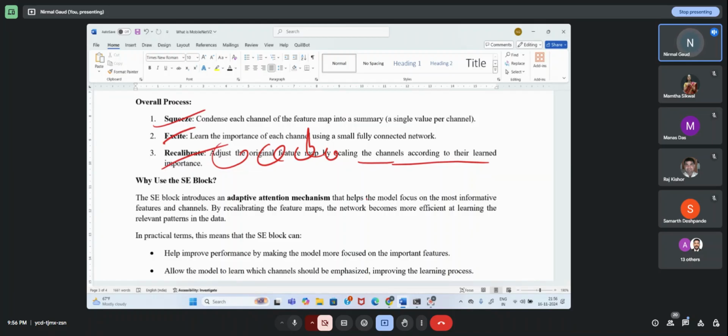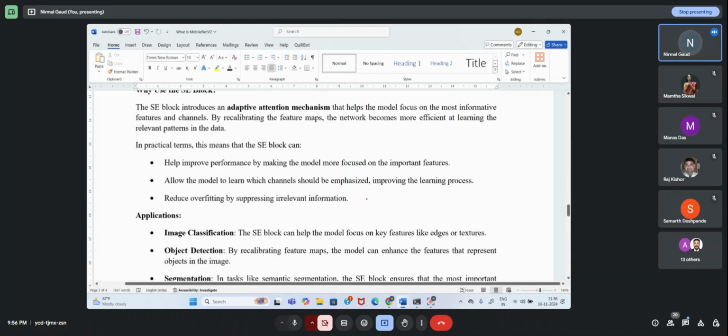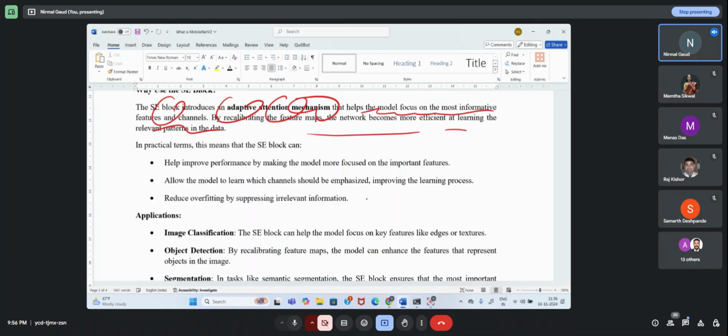Okay, so the SE block, this squeeze and excitation, introduces an adaptive attention mechanism that helps the model focus upon informative features and channels. By recalibrating the feature maps, the network becomes more efficient.